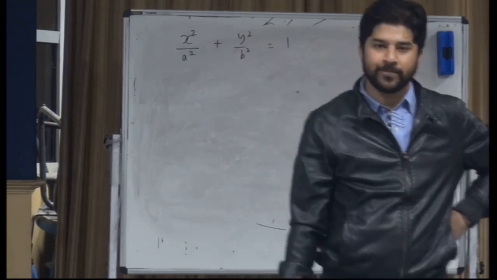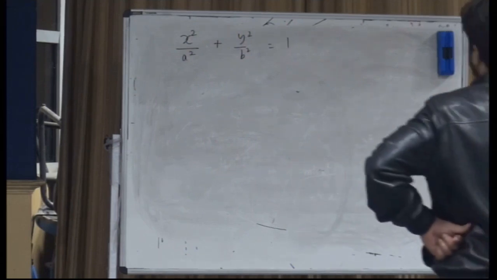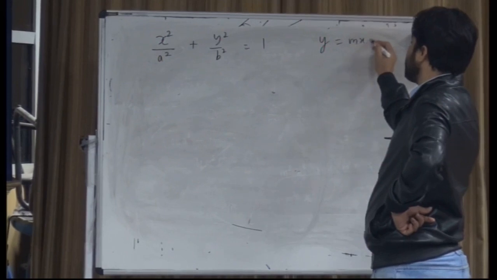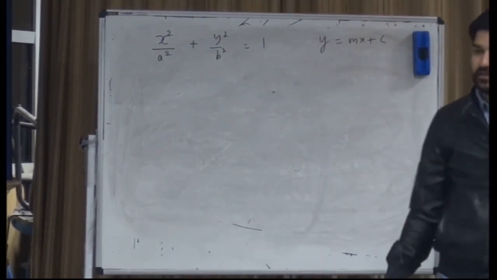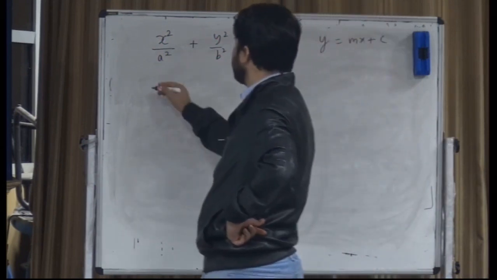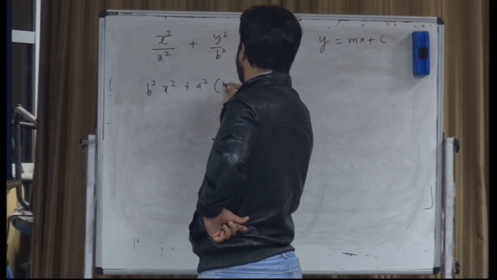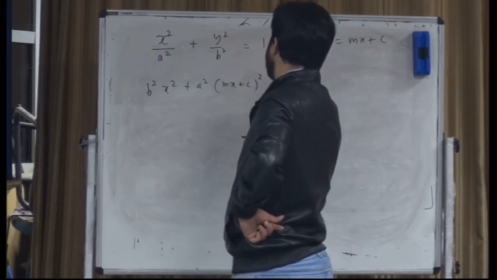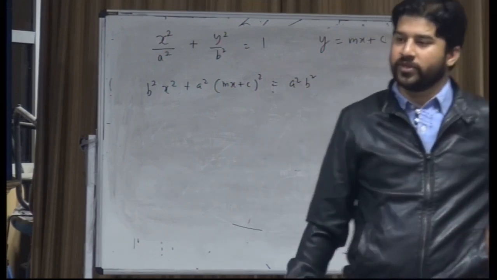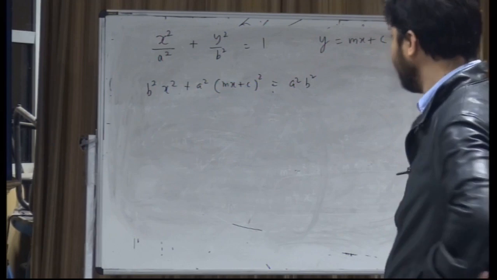Right? This is the equation of ellipse, right? and y is equal to mx plus c is the tangent. Now I am going to replace y by mx plus c. b square x square plus a square into mx plus c का whole square is equal to a square b square. ठीक है, नहीं समझ में आया? आ गया? ओके.